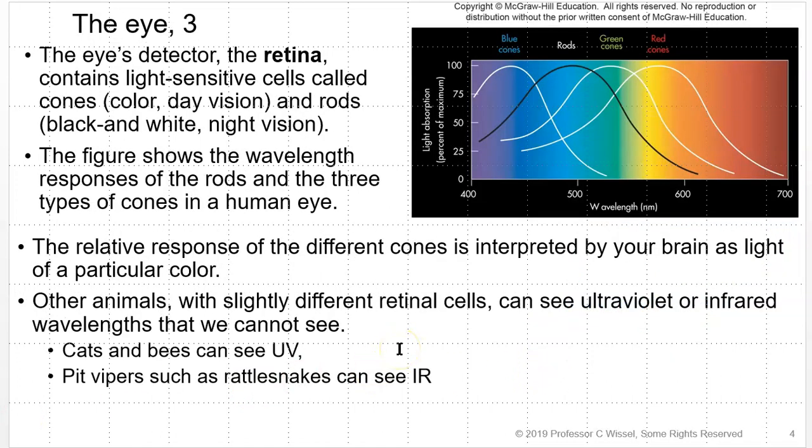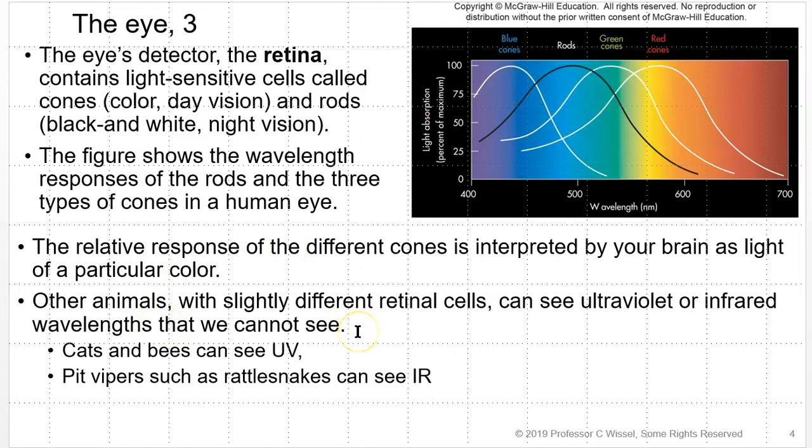Now, the eye's detector is the retina. It contains light-sensitive cells called cones, those are the color or day vision, and rods, which are the black and white and night vision. The figure shows the wavelength responses of the cones and rods. And of course, there are three types of cones. Notice the rods are very sensitive to blue light. Okay, and this is your night vision. The cones are your day vision. They are sensitive to three different colors.